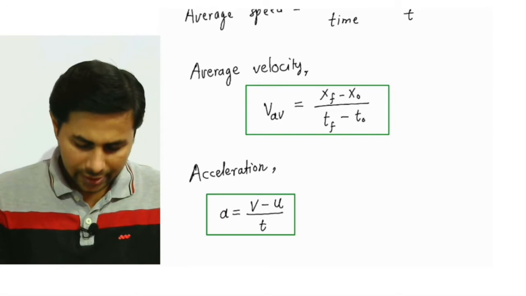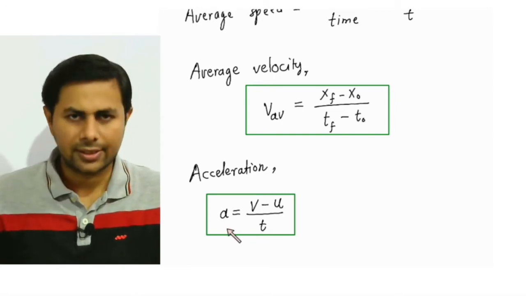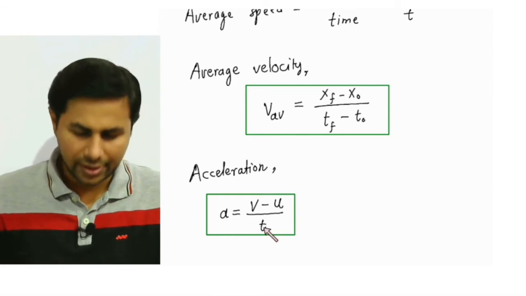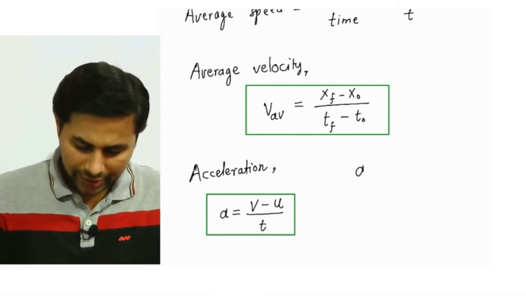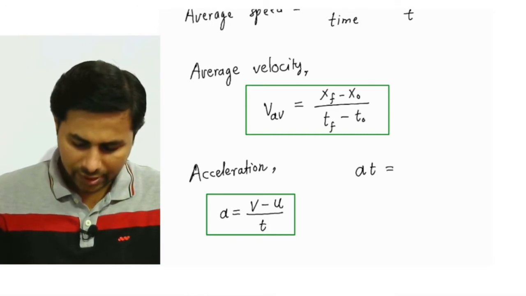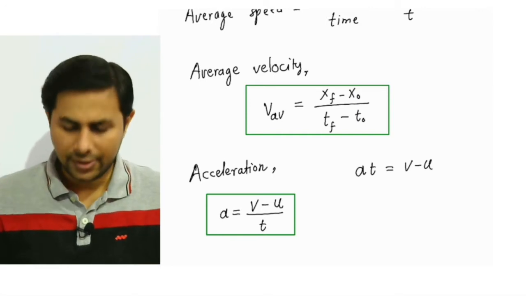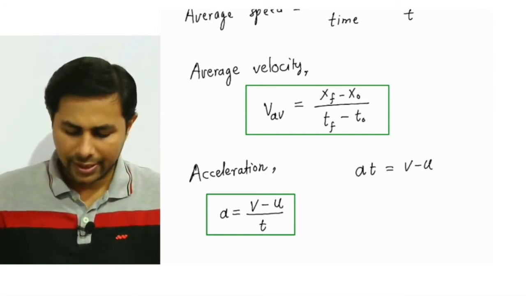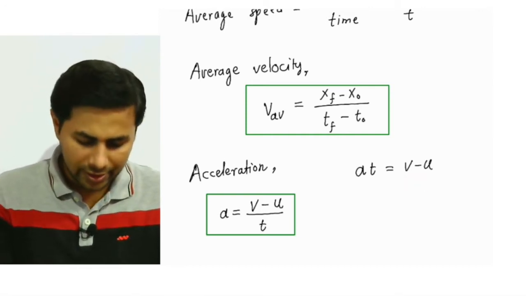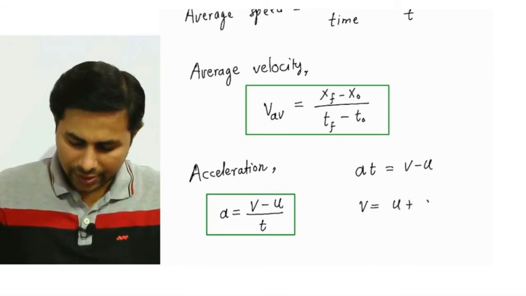And then in this equation, if we take this t on the other side, we get a times t equals v minus u. And if we rearrange this, if we take this u on the other side, we get a times t plus u equals v, or v is equal to u plus a times t.